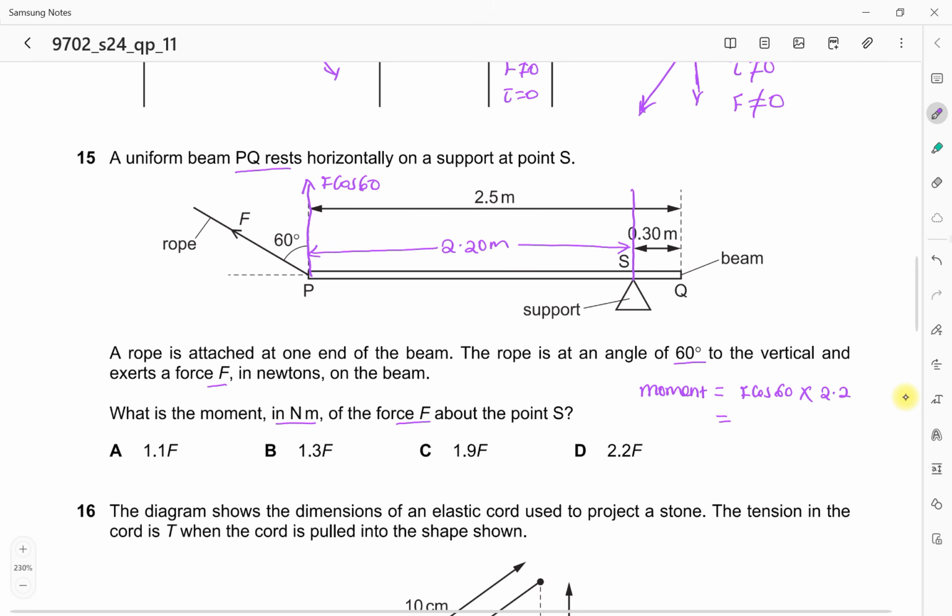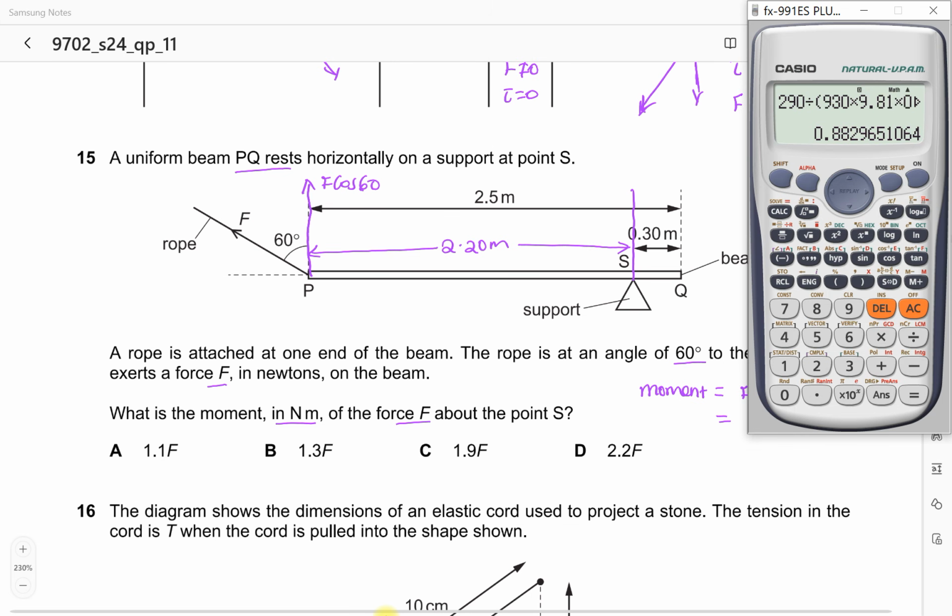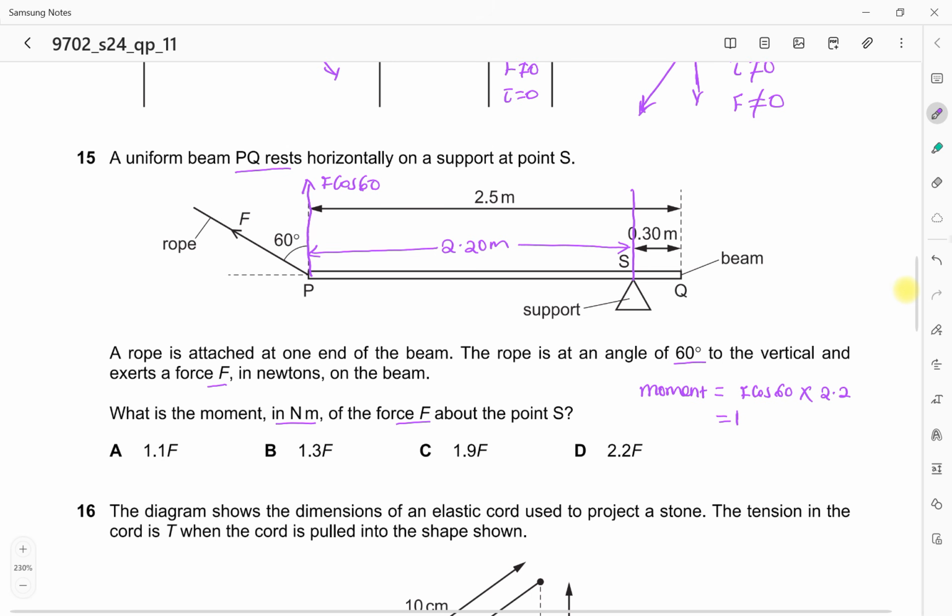I think cos of 60 is the same as sine, a half. Cos 60 times 2.2, which is 1.1. So the moment we are looking for here is going to be 1.1 times F, which makes our answer automatically A.